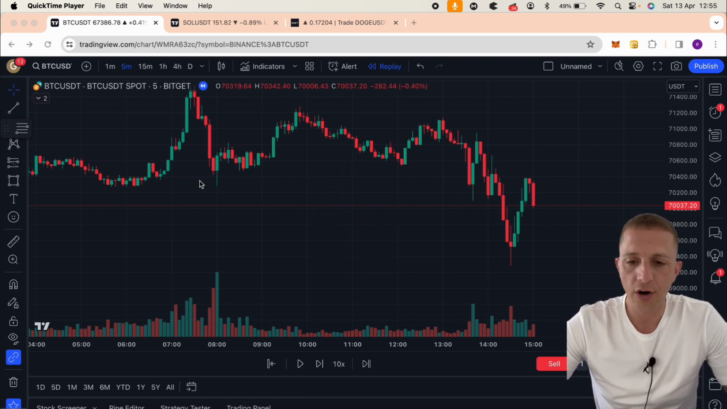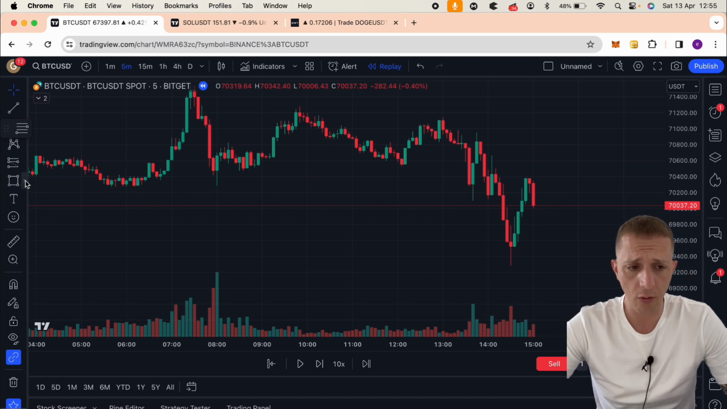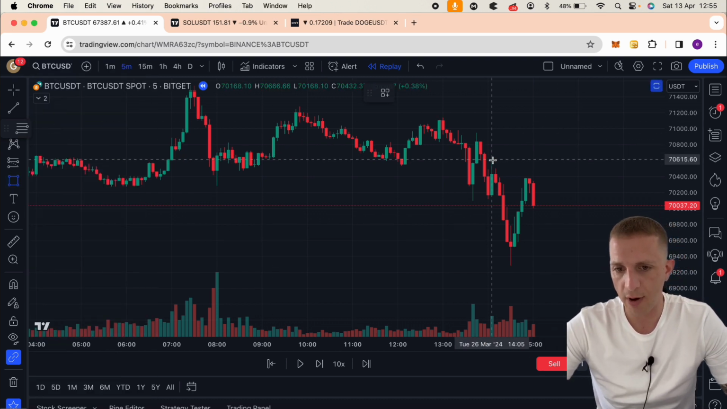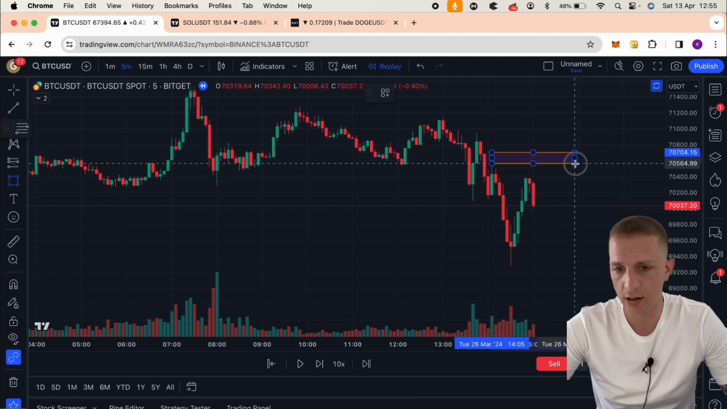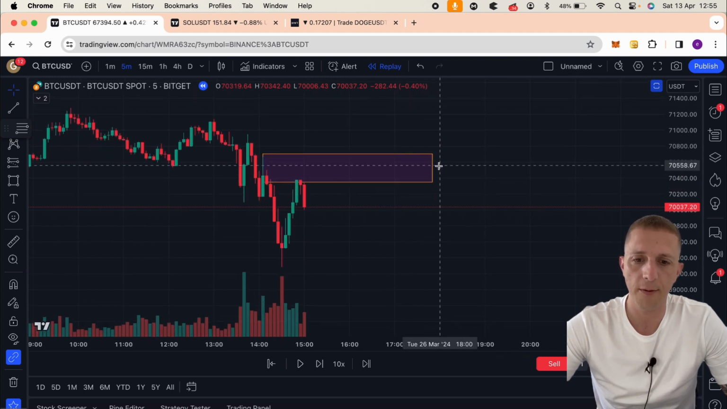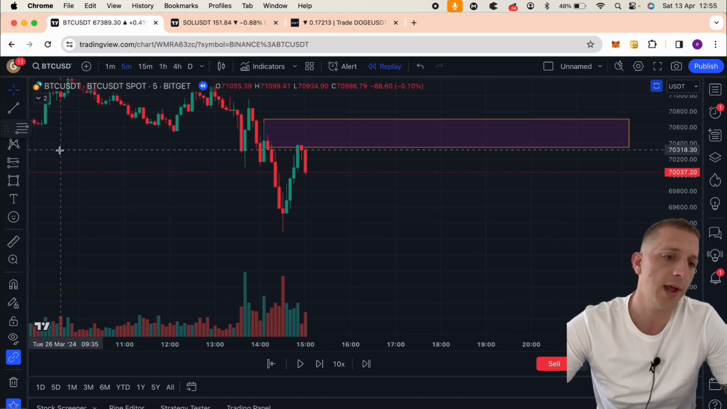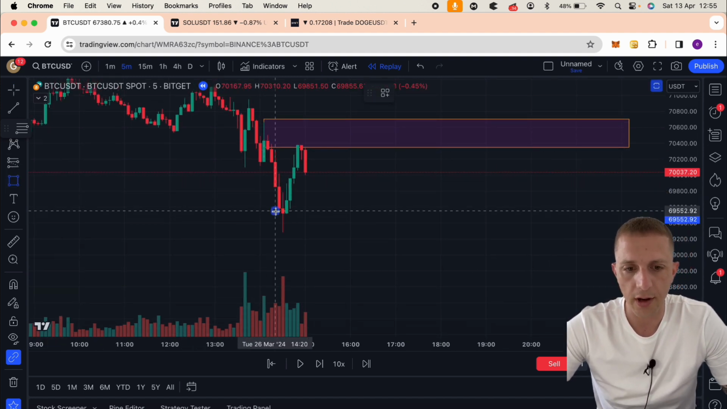So we are in the Bitcoin chart, and as you can see, the price had a little bit of resistance in this level, then it dropped down, and after it tried to reach down, it got rejected again in this area. So what I want you to do is to draw a rectangle from this wick until here. Let's make it a little bit longer. Let's draw this rectangle, then I will explain to you why. And another one here.